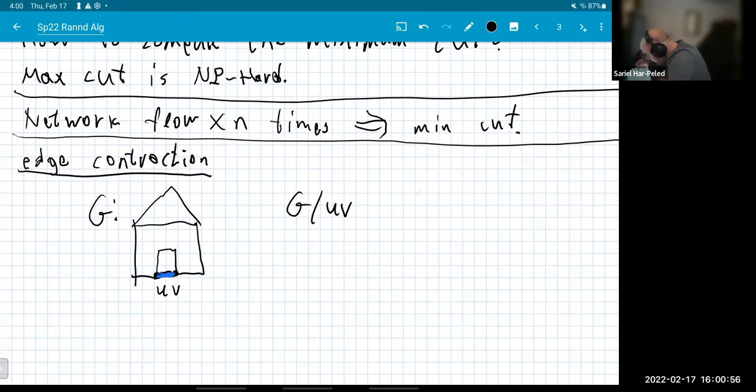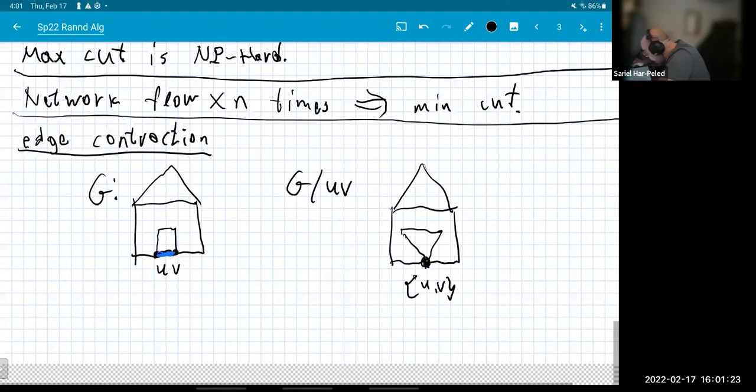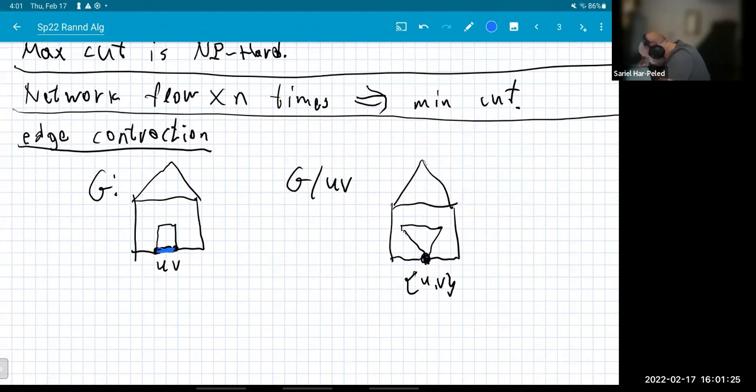It's going to be, right. There's going to be a new vertex, which I'm going to label by the two vertices that it corresponded to, right? And the door became now a triangle. And there's also the old blue edge becoming a self loop, right? It's going from itself. Okay, so this is the contraction operation.